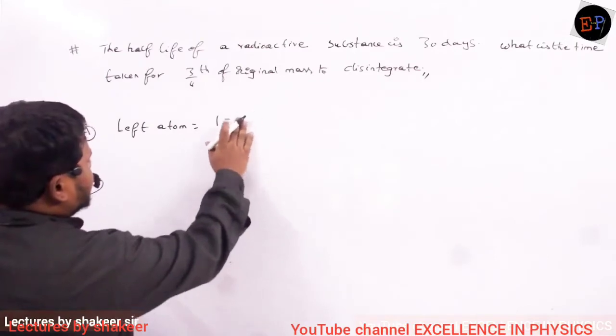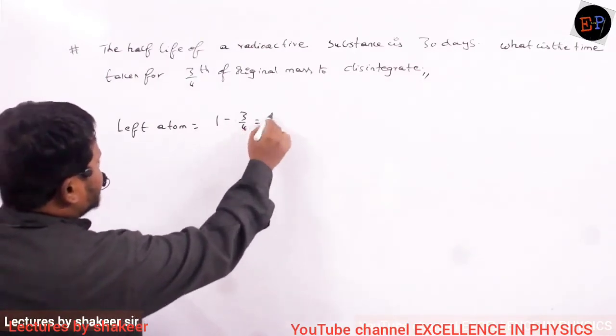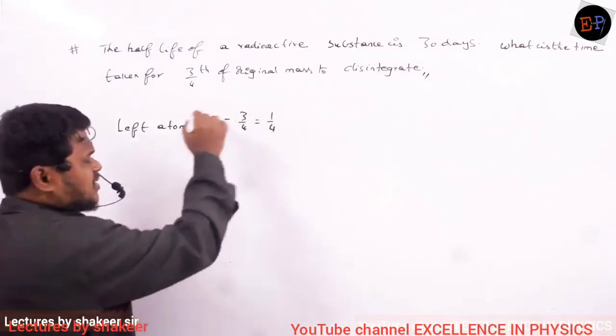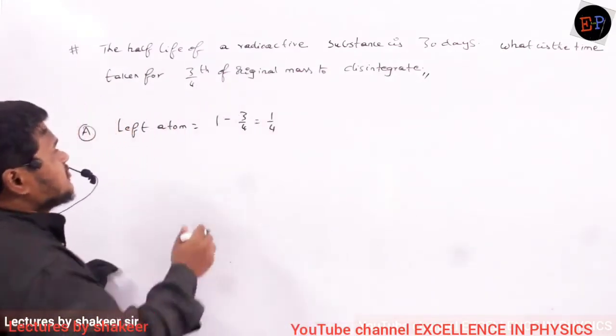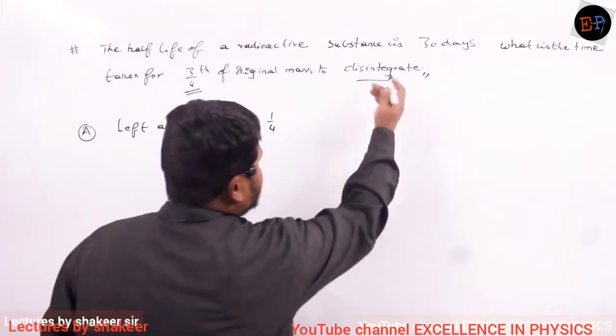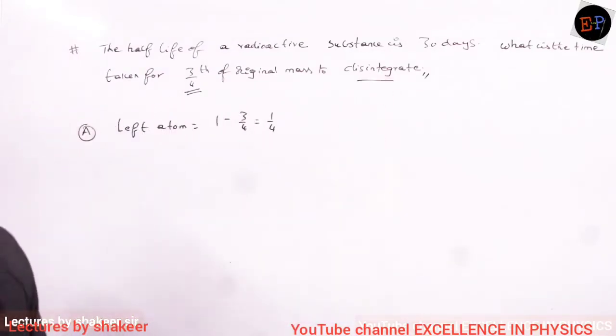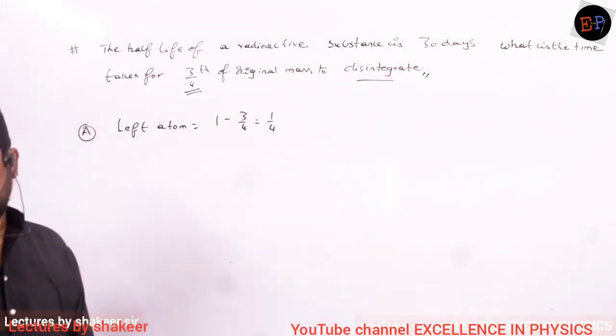1 minus 3 by 4. 1 minus 3 by 4 is nothing but 1 by 4. So 1 by 4th of the atoms are present, ready for disintegration. That is the meaning of this. 3 by 4th of the mass has already disintegrated, so the left mass is how much? 1 by 4. That's all.